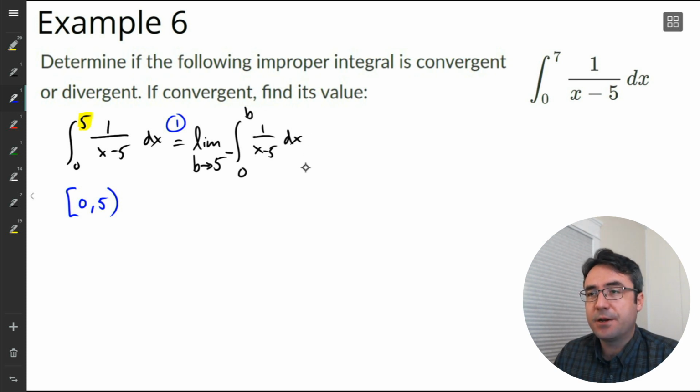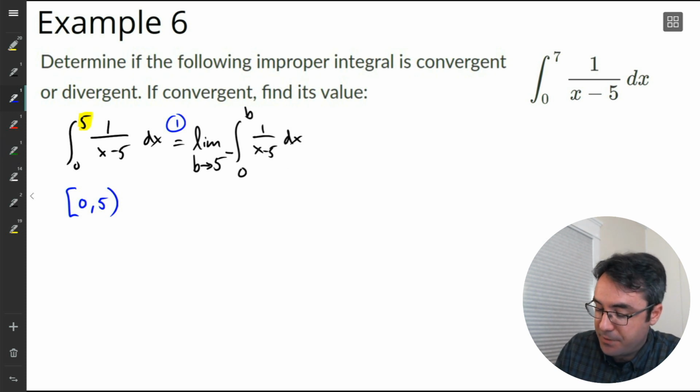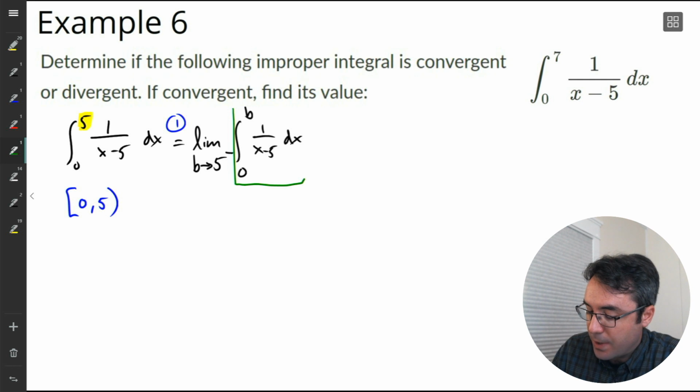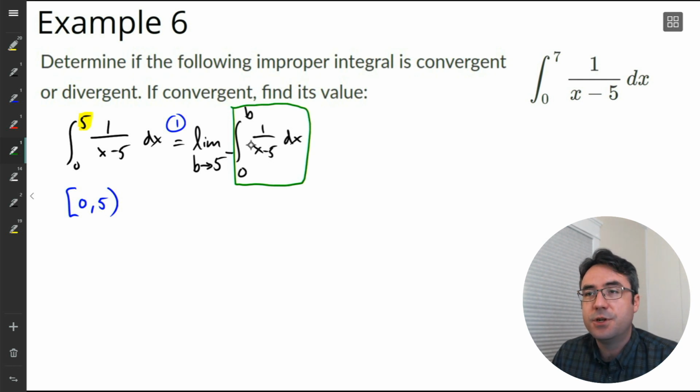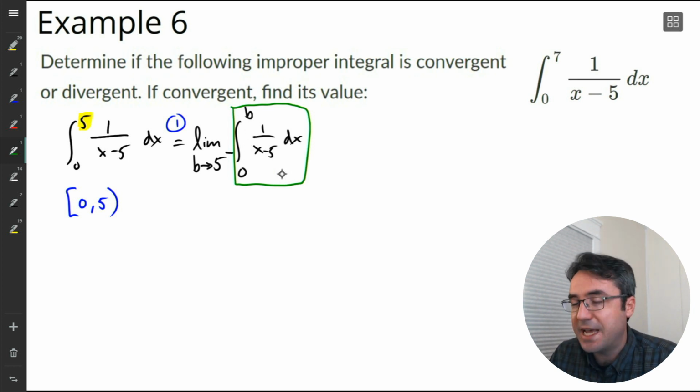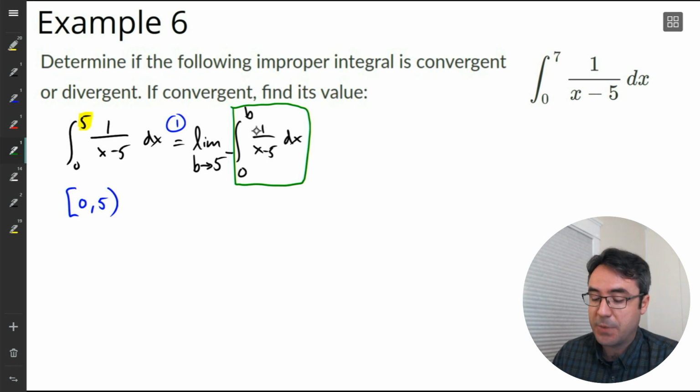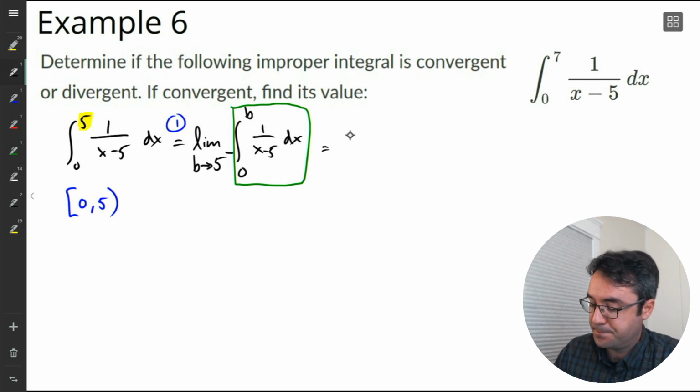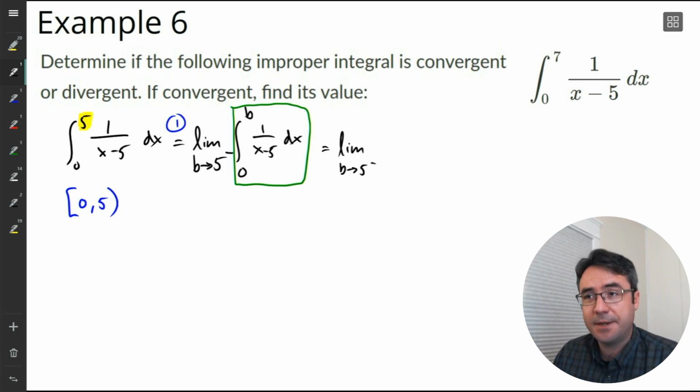Now we just go through the integration. Just like before, this is just a nice regular definite integral. There are no discontinuities here to worry about, because we've taken that discontinuity off and we're approaching it. In between 0 and b, everything is perfectly fine. So this is just a regular definite integral we can do. So let's do it. We're going to save this limit till the end, but we still write it.